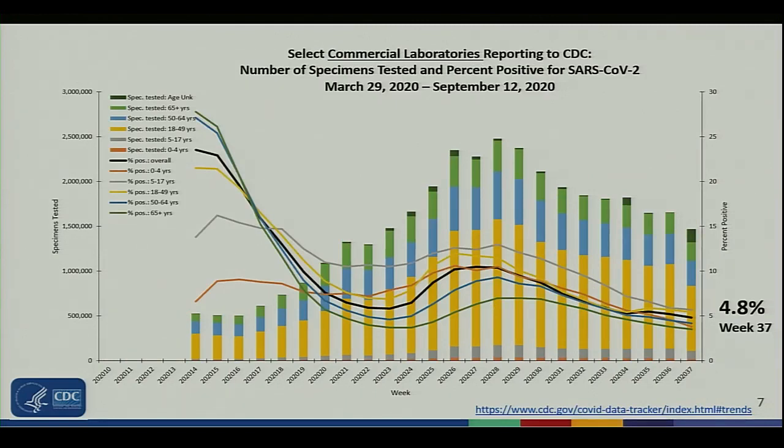This figure shows the specimens tested and percent positive among commercial labs reporting to CDC. Note the y-axis is different from the previous slide, as the number tested at commercial labs is substantially higher. The percentage of specimens testing positive in commercial labs has also been decreasing since mid-July. This past week, the percent positive was 4.8%.